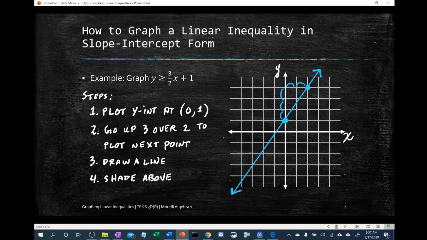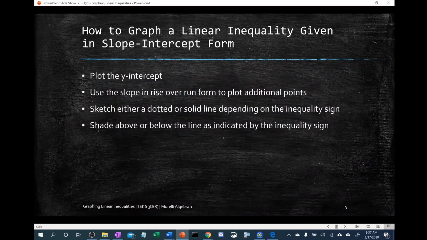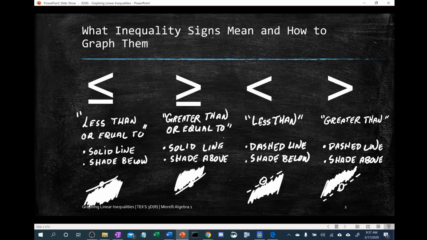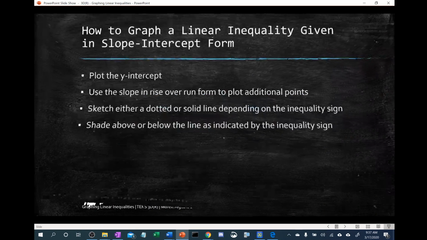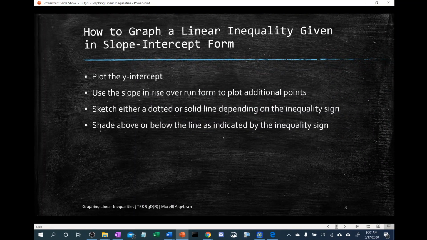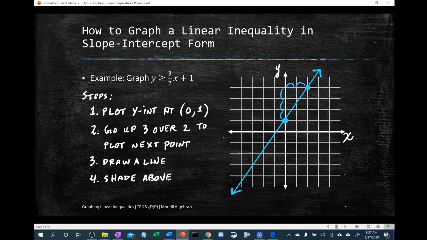In this example, we're given this statement: graph y, inequality symbol, 3 over 2x plus 1. So the very first thing we need to do is figure out what that symbol is. If we don't remember, we can go back to our little cheat sheet here, and we see that that's the greater than or equal to symbol. So now that we know what that means, we can look at our problem. Y is greater than or equal to 3 over 2x plus 1.